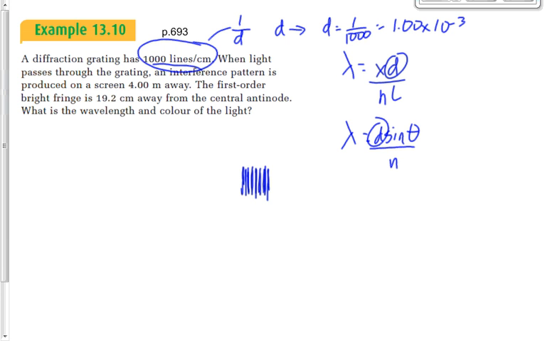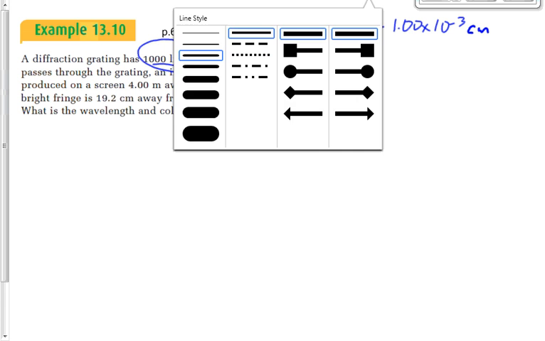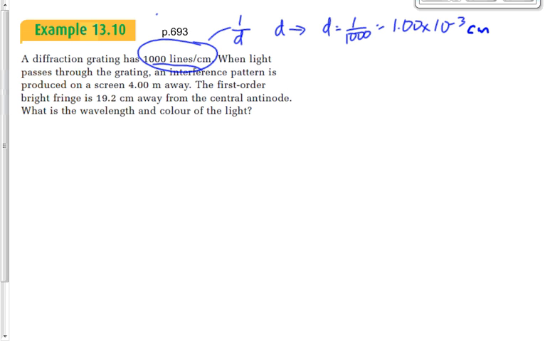Now, what units would we have there for d? What units would it be? Centimeters, right? So if we've got 1,000 lines per centimeter, we've got 1.0 times 10 to the minus 3 centimeters per line. In other words, the distance between the lines is 1 over 1,000 centimeters. Now, we are going to want to convert that to meters. That's going to be 1.00 times 10 to the minus 5 meters.